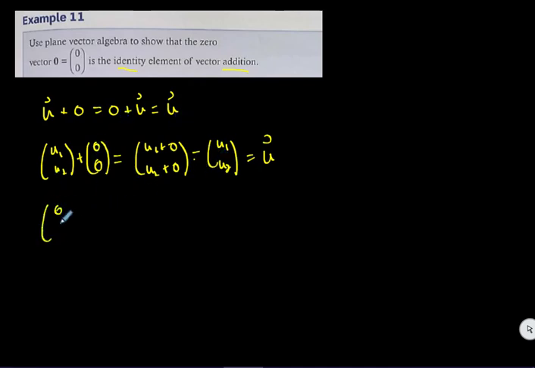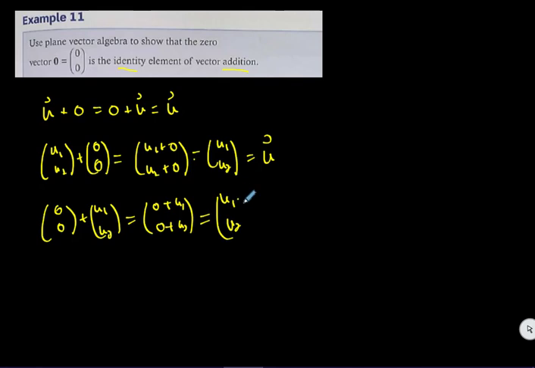Now let's go the other way. That would be the null vector, 0, plus u sub 1, u sub 2, which is 0 plus u sub 1 and 0 plus u sub 2, which is again u sub 1, u sub 2, vector u. So we showed both ways that this is the identity under addition. Would this be the same for subtraction? You have to think about it. That would be an exercise to see if you can show that, or maybe not. So the zero vector is the identity under addition.